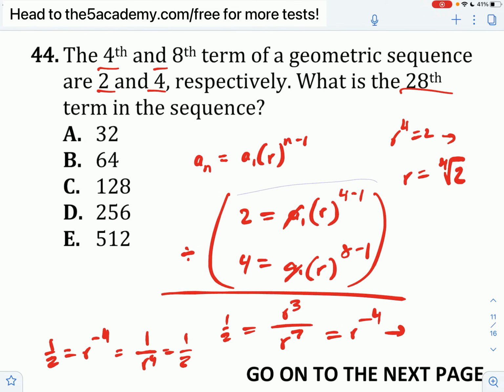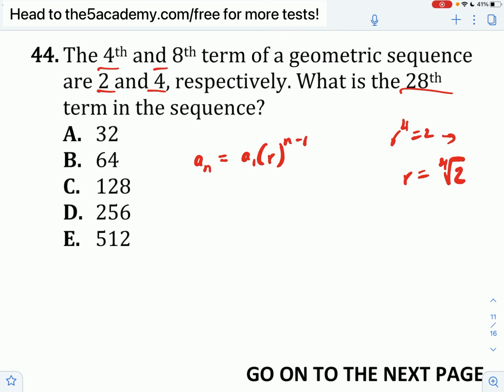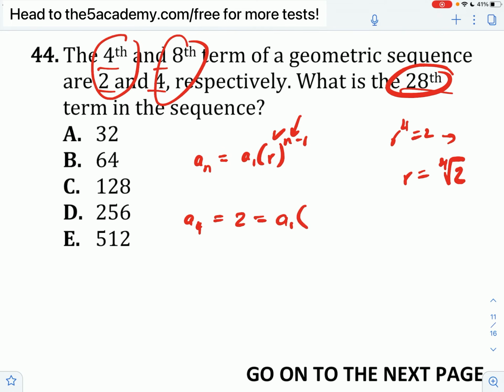Now I'm going to take all of that and reapply it to my equation, plug in r because I know it, and find the 28th term, because I want to find a of 28. I know r, I know n in this case, but I don't know a1. So before I find a of 28, I need to plug in one of these points into the equation and solve for a1. Let's do a of 4 equals 2, and that has to equal a1 times the 4th root of 2 all to the 4 minus 1. 2 equals a1 times the 4th root of 2 all to the 3rd, which is essentially a1 times 2 to the 3 over 4.